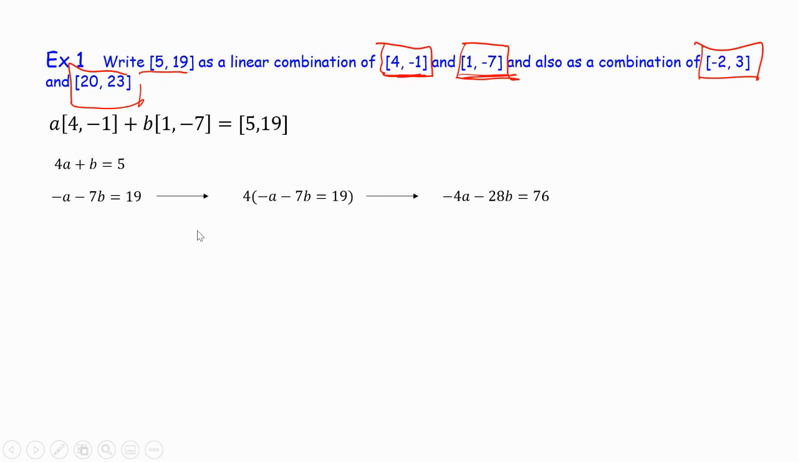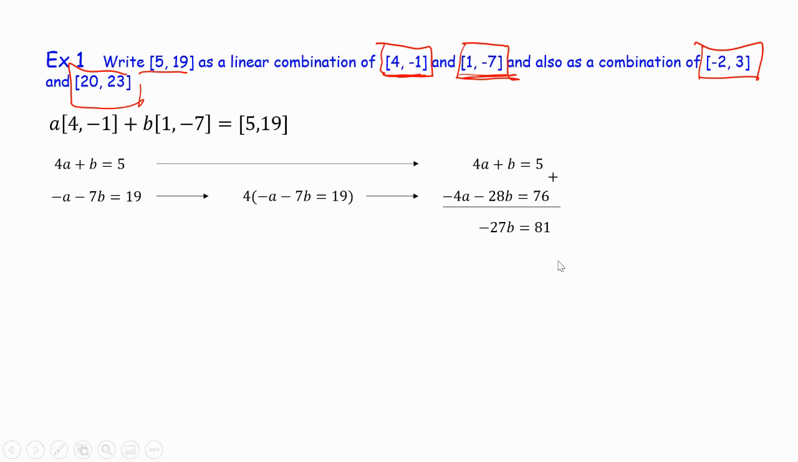Now I'm going to take the first equation, bring that over, and now I can add these two together, right? And how elimination works is, if I add them together, it means that the 4a and the minus 4a disappear. The b plus the minus 28b gives me minus 27b. The 5 plus 76 gives me 81. Okay, just follow the math on that, right?